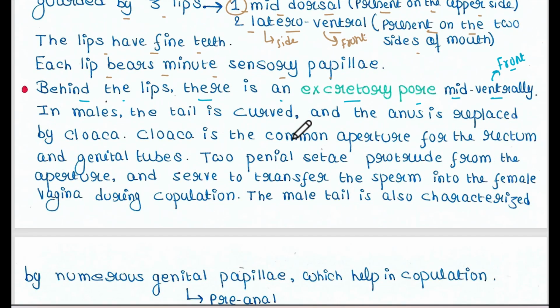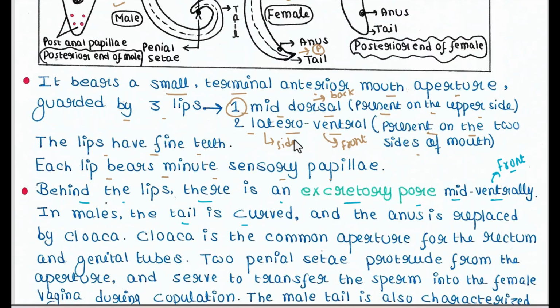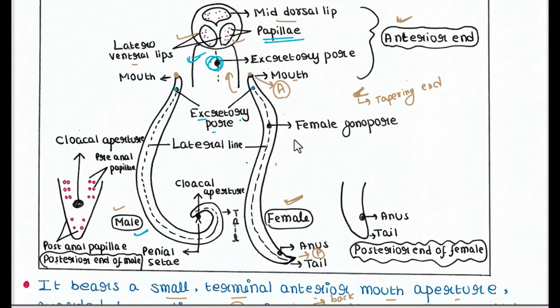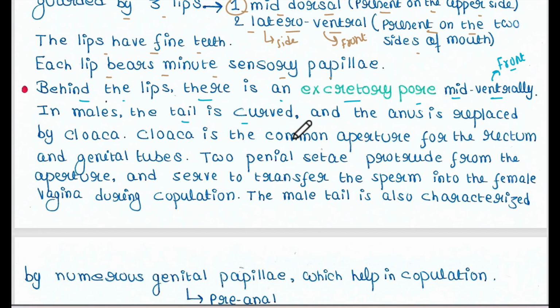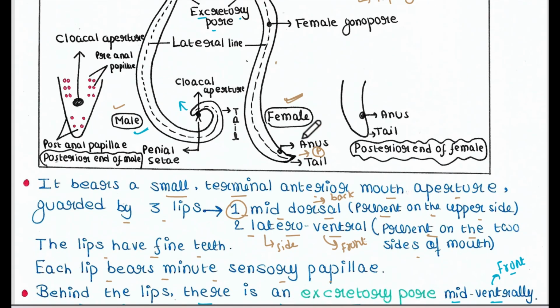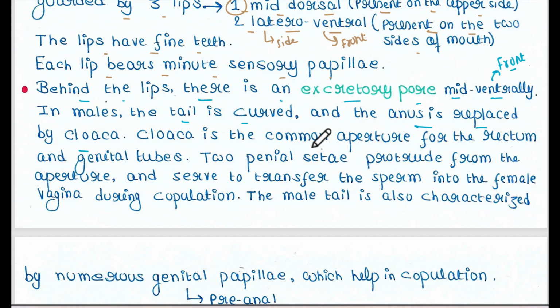Okay. Now in males the tail is curved. So this is the male and here you can see the curved tail. And the anus is replaced by a cloaca. So in the male, the anus is replaced by a cloaca. Here is the cloacal structure, the cloacal aperture, and the cloaca is the common aperture for the rectum and genital tubes. So the cloaca is basically used to excrete digestive waste as well as gametes.